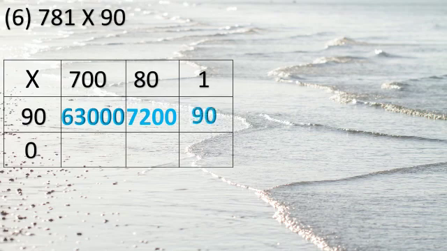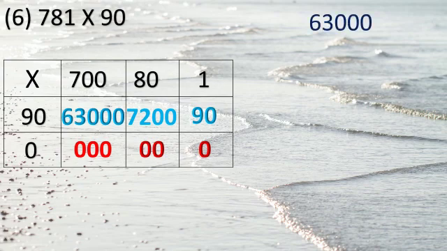Okay, the next number is 0 multiplied by 700. So the answer is 000. 0 multiplied by 80 is 00. And 0 ones is 0. Okay, so the multiplication process is done. Now let us do the addition.